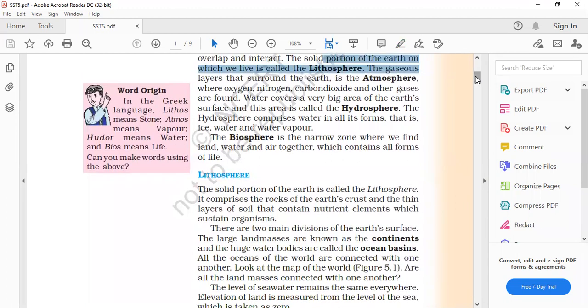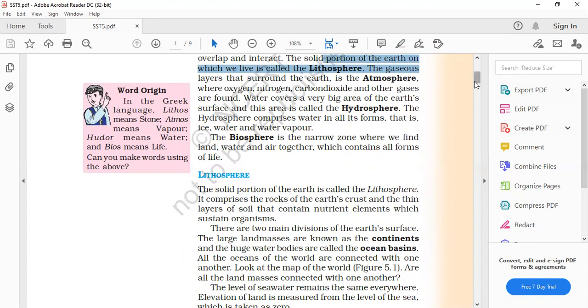You will get an in-between question. The solid portion of the earth is called the lithosphere, and it comprises the rocks of the earth's crust and the thin layers of soil that contain nutrient elements which sustain organisms. There are two main divisions of the earth's surface: the large land masses known as the continents and the huge water bodies called the ocean basins. So if you get the question what is lithosphere for 2 marks, the answer will be from the beginning up to this point.